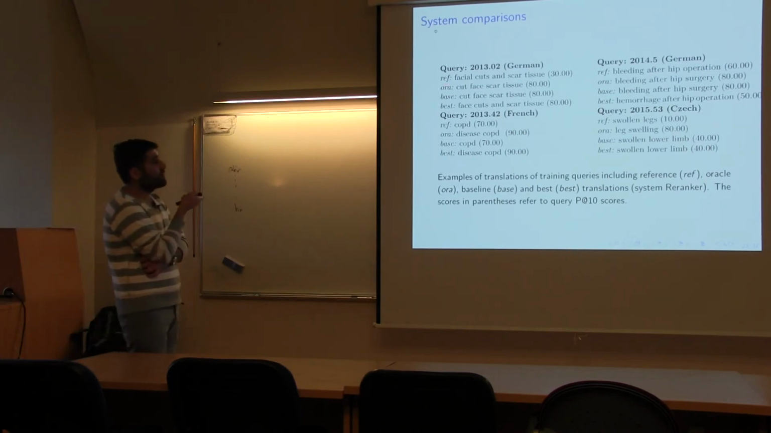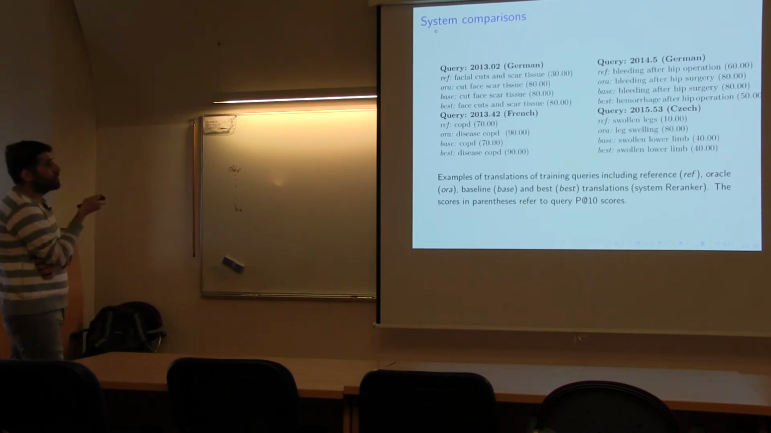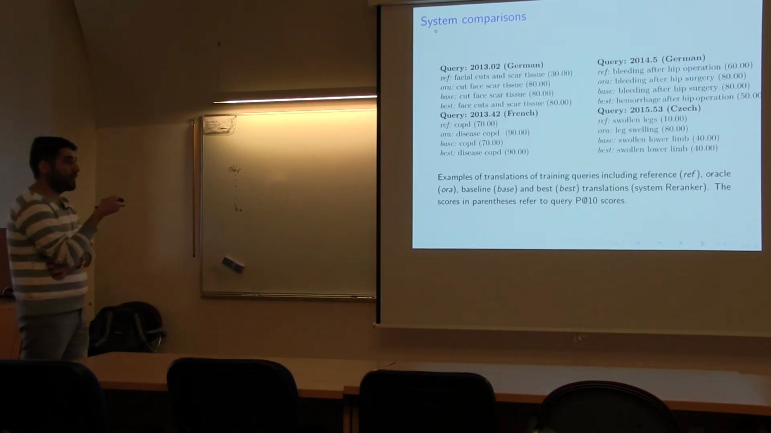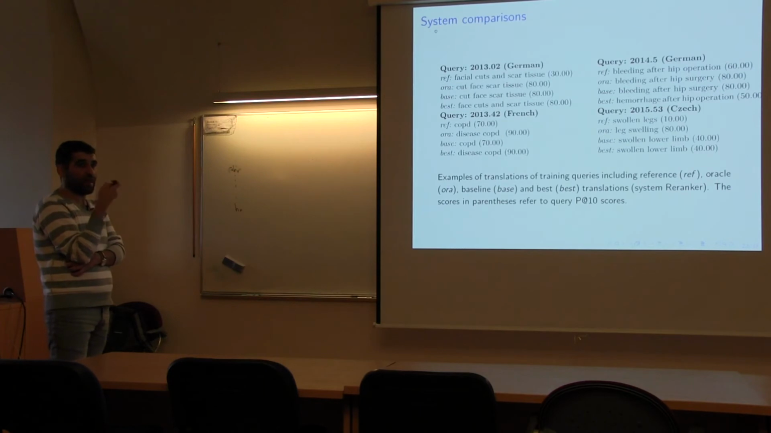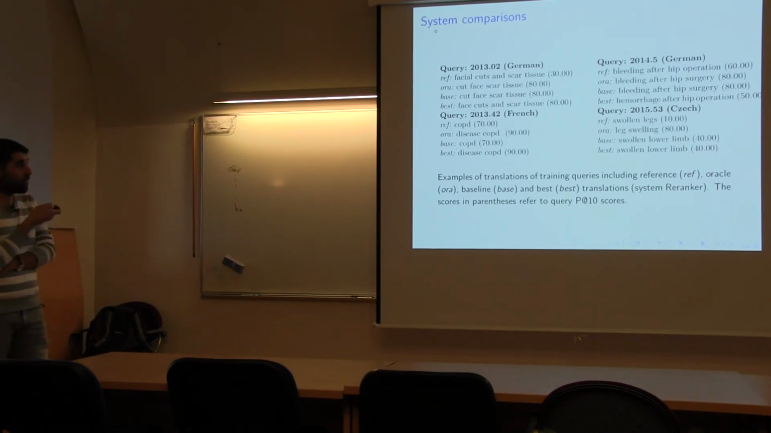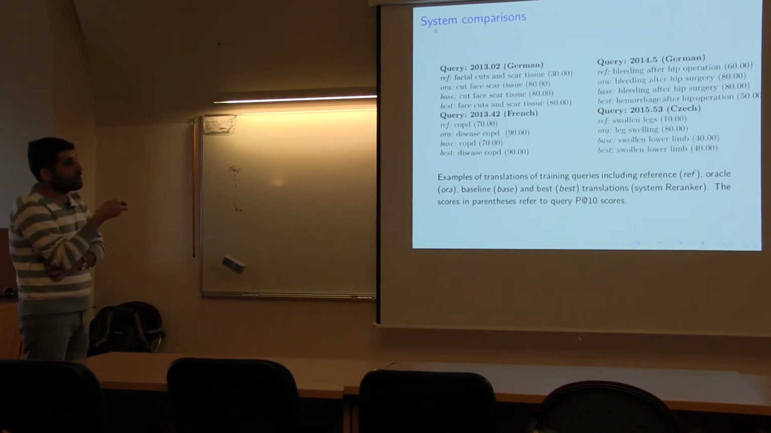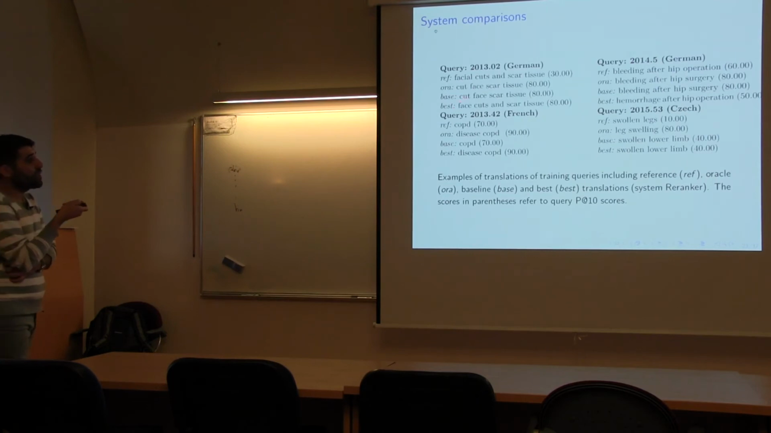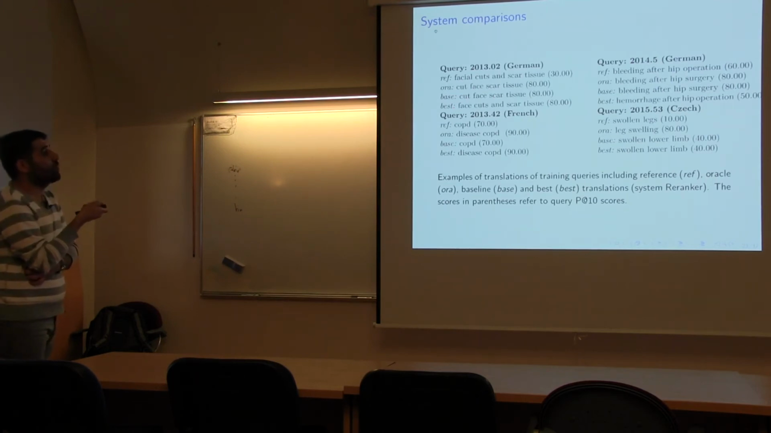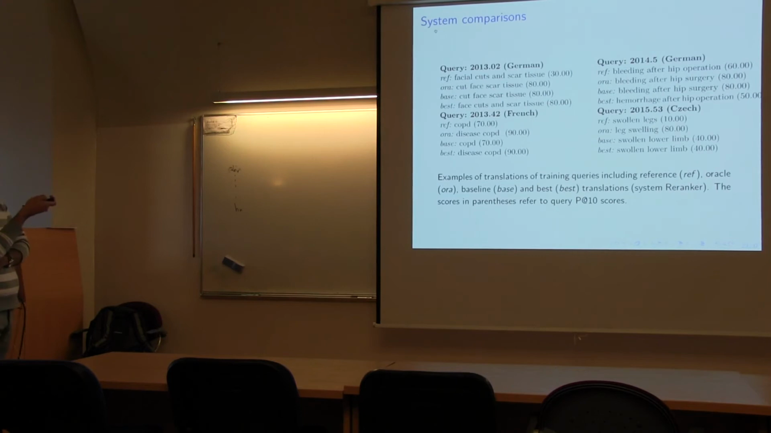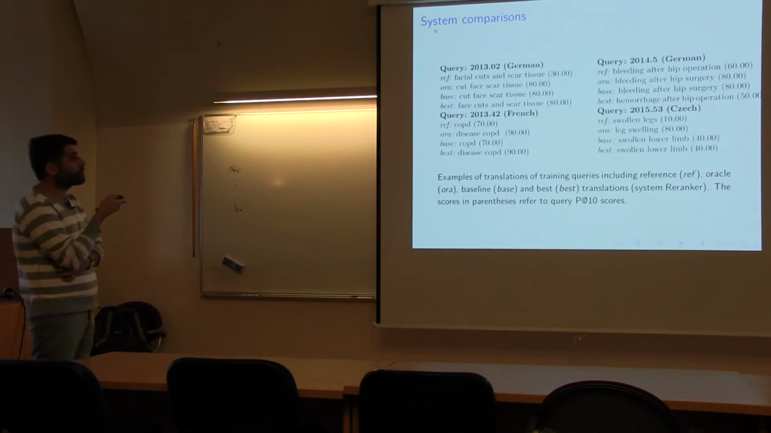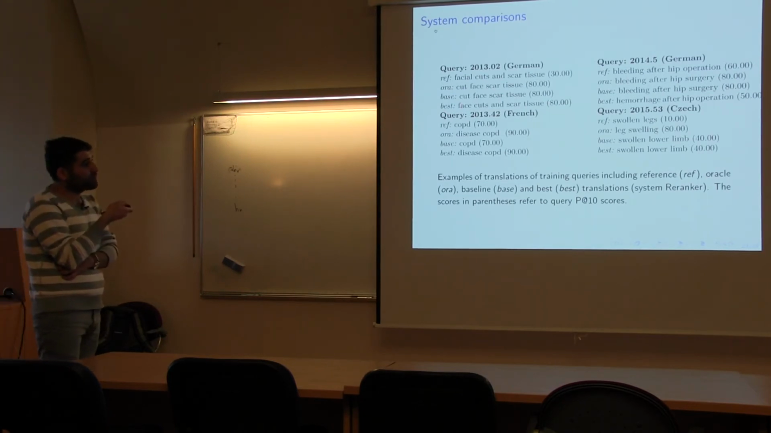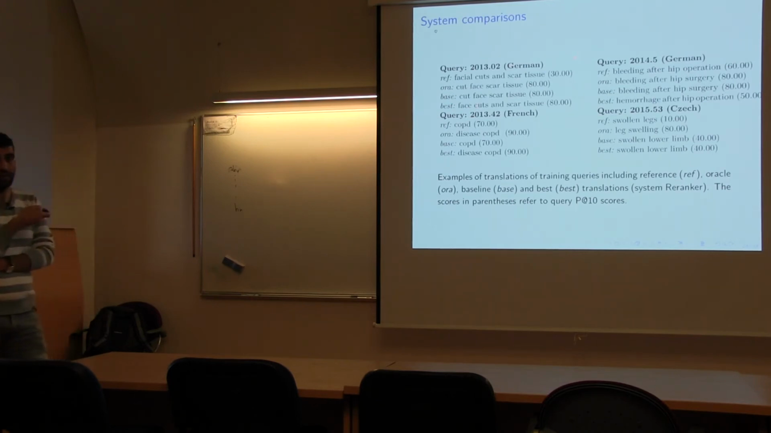Here, reference, this is the monolingual query, the original English query. And here we have the Oracle hypothesis, which means the hypothesis that will give the highest P at 10. Here are P at 10 values for each query. And here's our baseline query, or using best translation. And here, best hypothesis using reranker model.